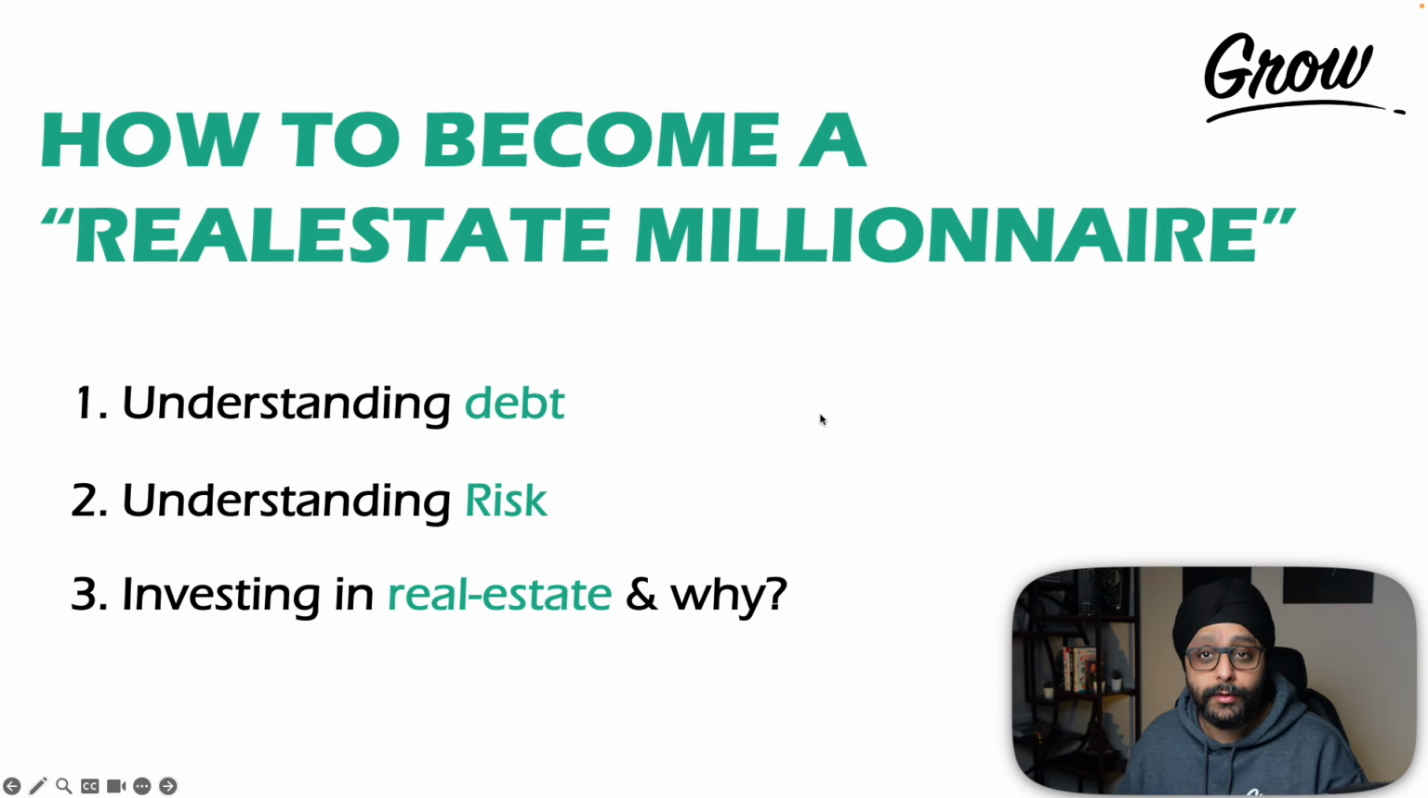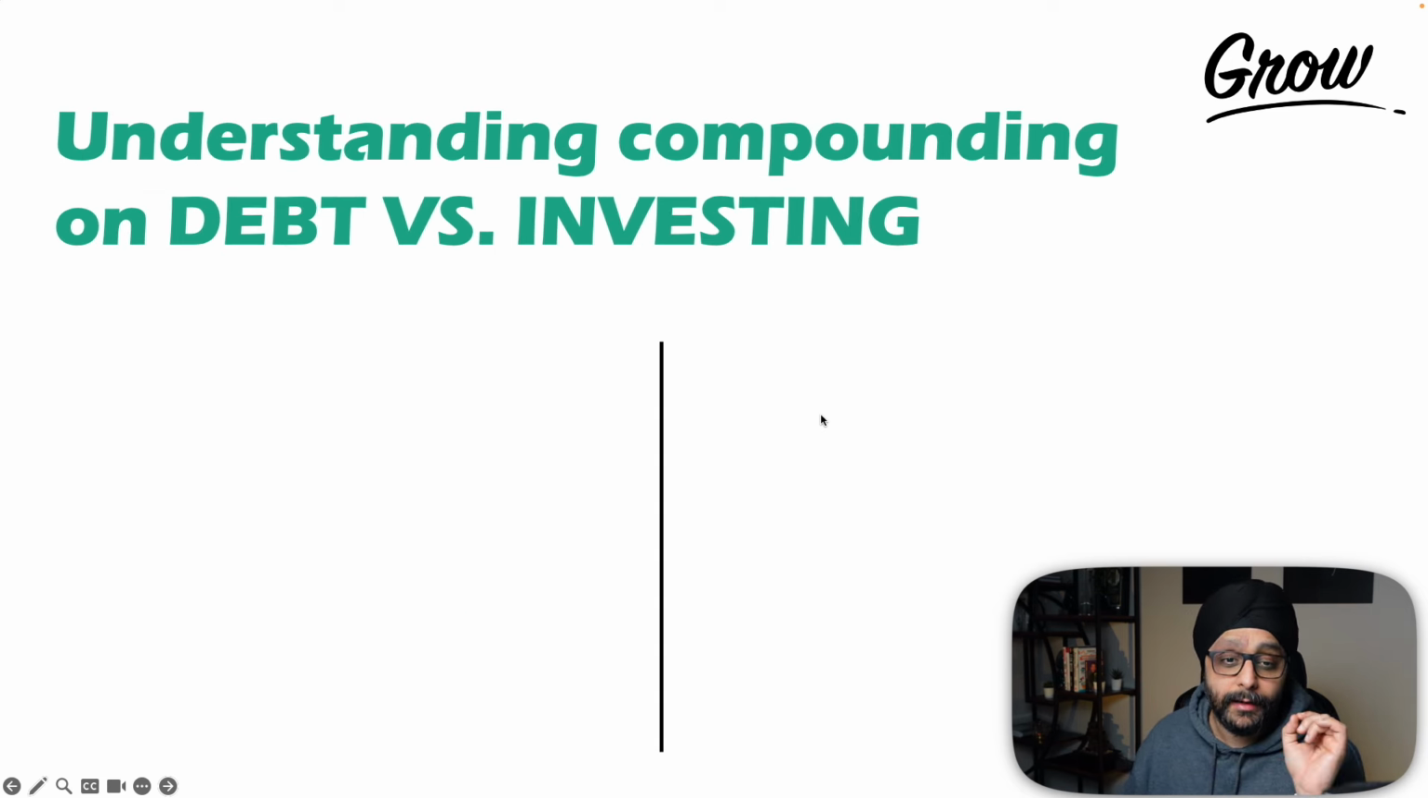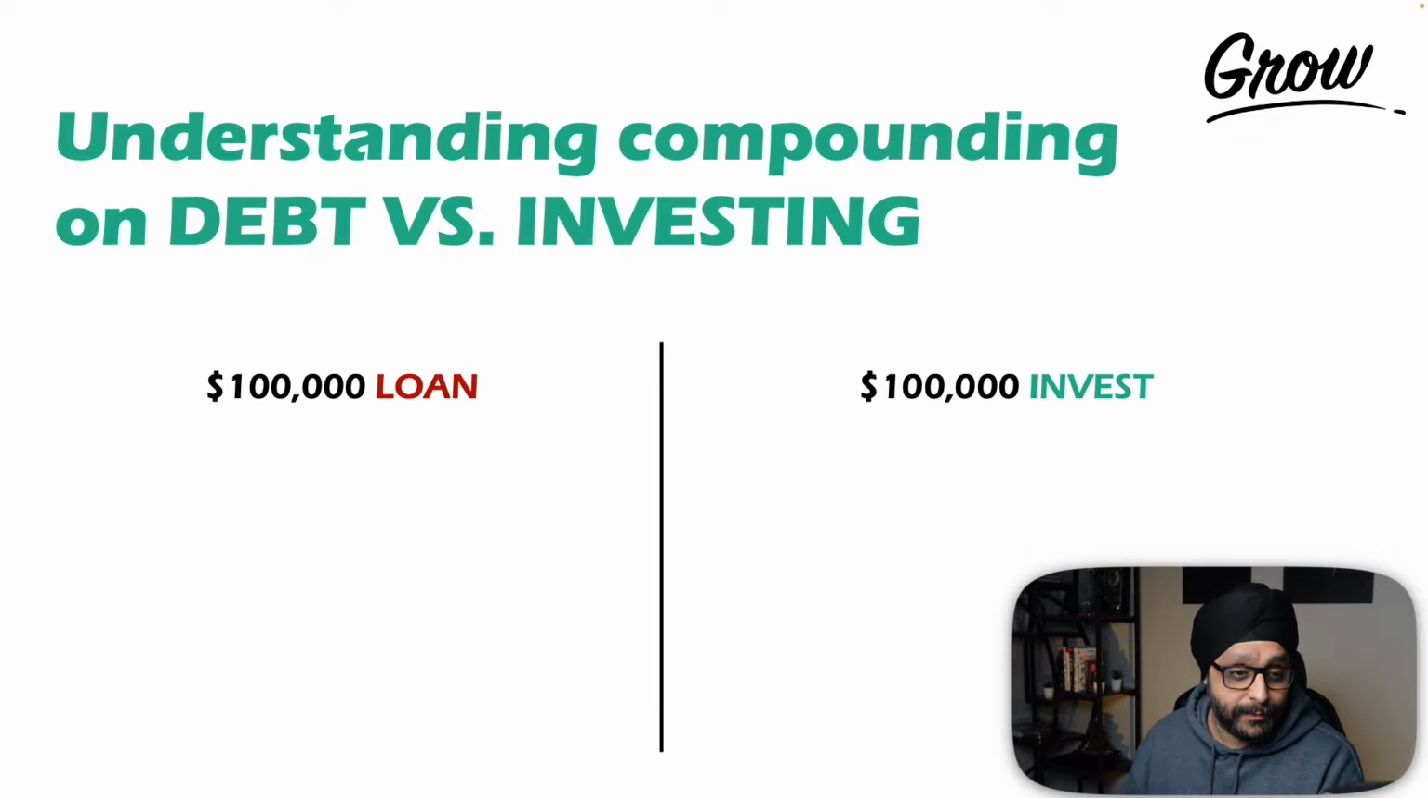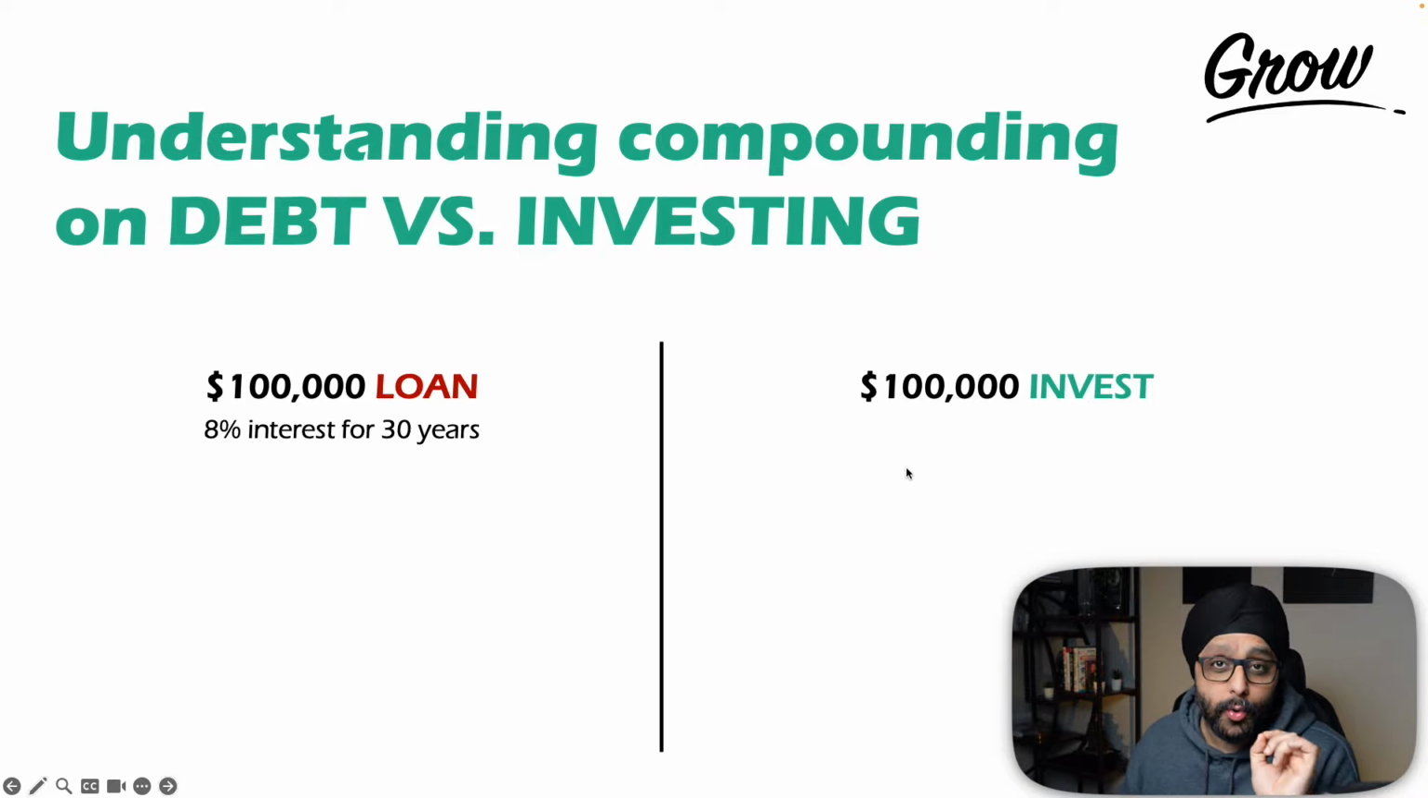Coming back to the presentation, let's first understand the difference between compounding when it comes to debt and investing. Let me explain. Let's take two scenarios. The first one is that you take a $100,000 loan and the second one is that you invest that $100,000. Let's say you take a loan at 8% per year for 30 years. That's the interest rate that you will get on a normal line of credit right now. But let's say that 8% interest stays for 30 years.